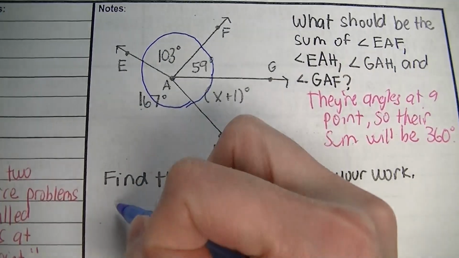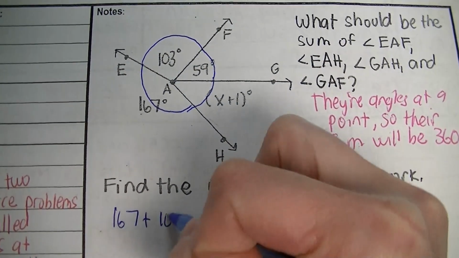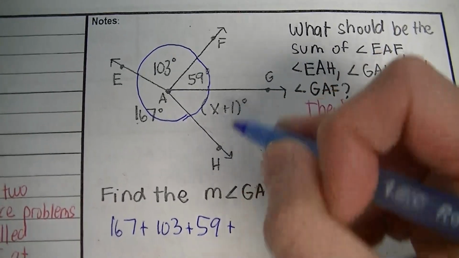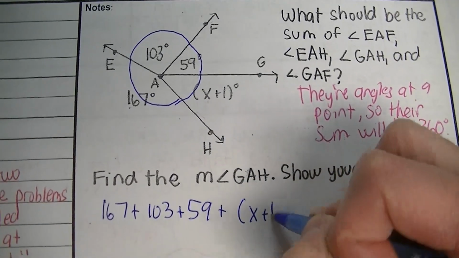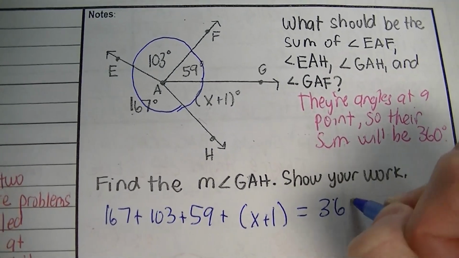What do I see? 167 plus 103 plus 59 plus x plus 1 will have a sum of 360 degrees. Okay?